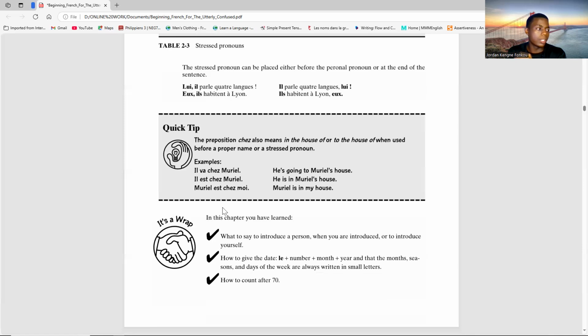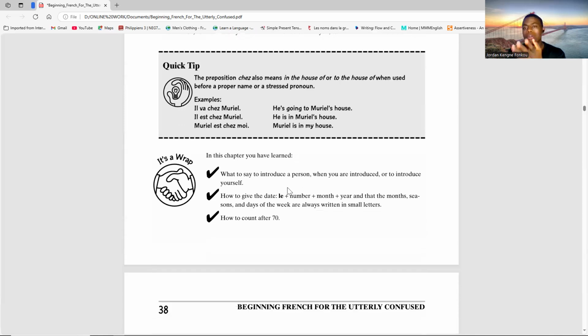These are a couple of examples here. Il va chez Muriel. He is going to Muriel's house. Il est chez Muriel. He is in Muriel's house. Muriel est chez moi. Muriel is in my house. So remember, most importantly, it involves practicality. Make sure you always remember how to use it practically.